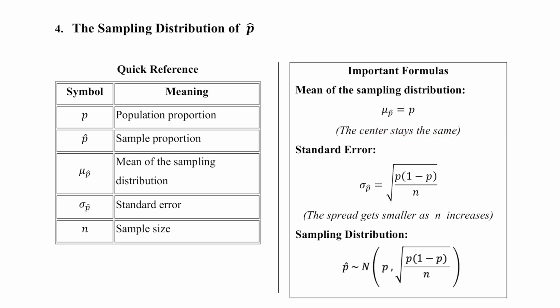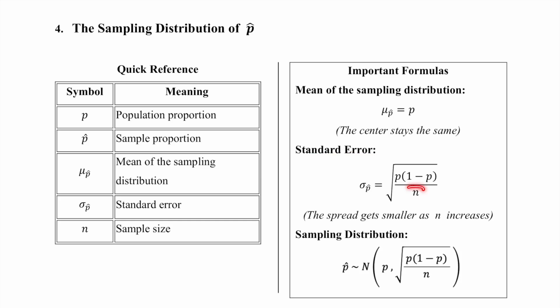The second formula is the standard error. Sigma of p hat equals the square root of p times 1 minus p over n. The standard error tells us how much the sample proportions tend to vary from one sample to another.